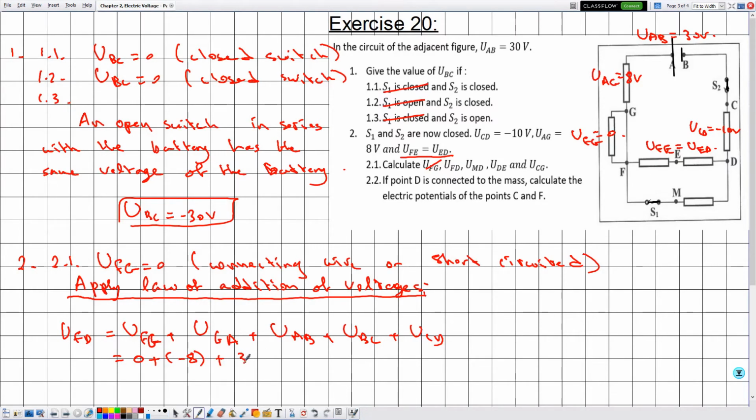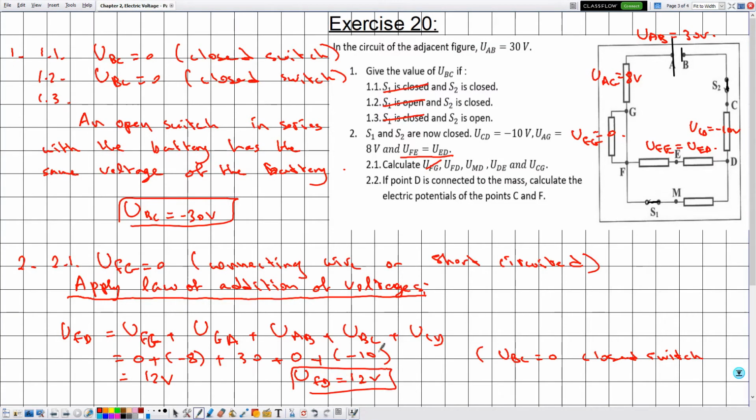UAB is 30. UBC is 0, and the reason is given by closed switch. So let's see it justified between the brackets that UBC is equal to 0. The reason is given by closed switch. And as for UCD, it is equal to minus 10. So this is minus 18 plus 30, so this is given by 12. If everything is expressed in SI, which is volt, then UFD is equal to 12 volts.